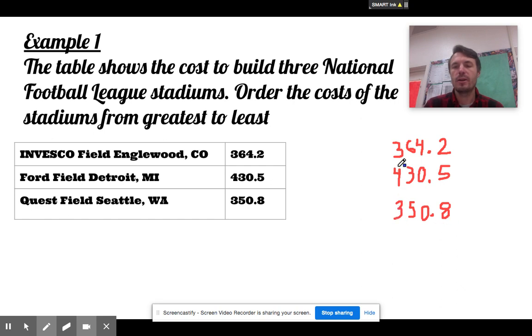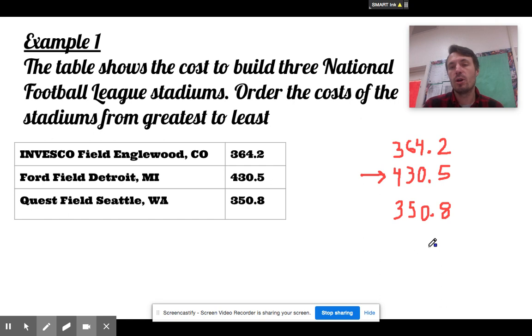So we start by comparing the hundreds place. Now, this one has a 3, this one has a 4, and this one has a 3. So it's a 3, a 4, and a 3. So we can already tell this is going to be the biggest number. That one's going to go all the way over to the right in our list.